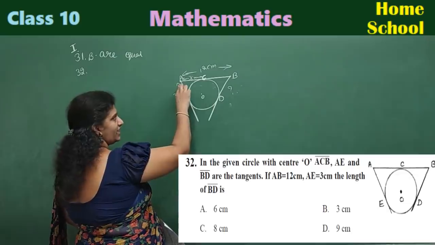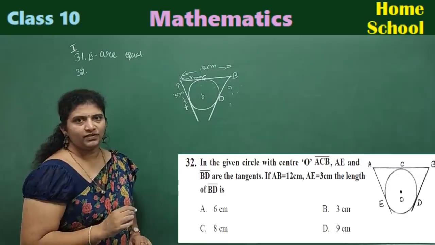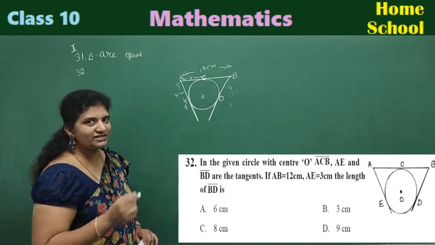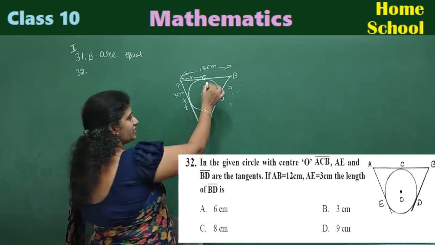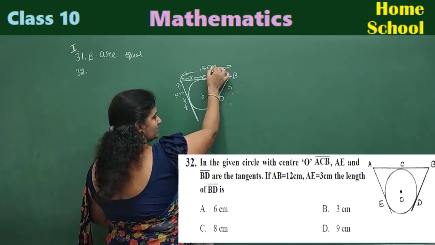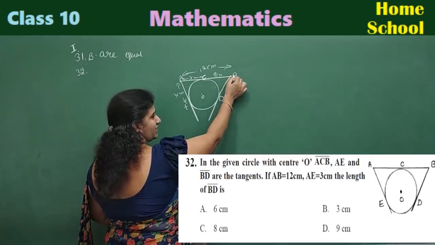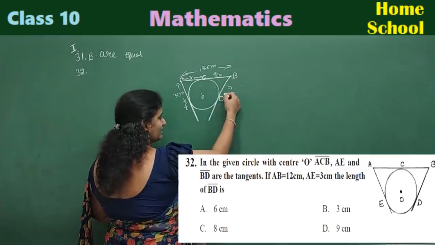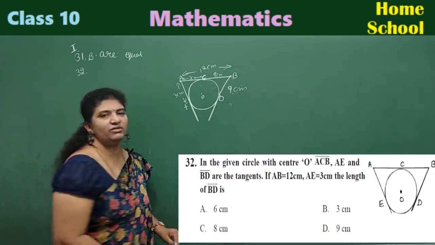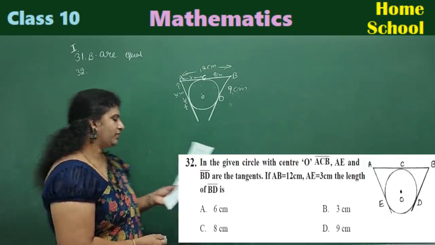Why this tangent is 3? Observe the B point. B is an external point. BC and BD are the tangents and the length of the tangents will be equal. Observe here, if we know BC, we can find BD. Total AB length is 12 centimeters. 12 minus 3 will be 9 centimeters. If BC is 9 centimeters, tangent's length will be equal. So BC equal to BD, that will be 9 centimeters is your answer. Therefore, go with the option D.